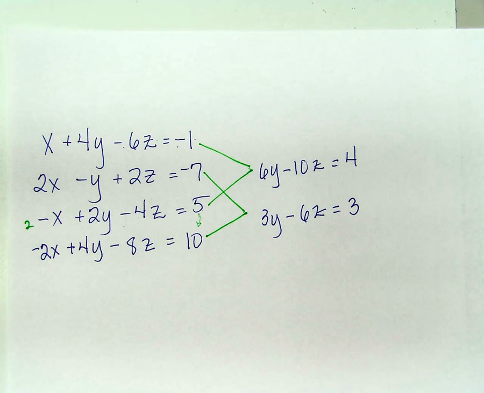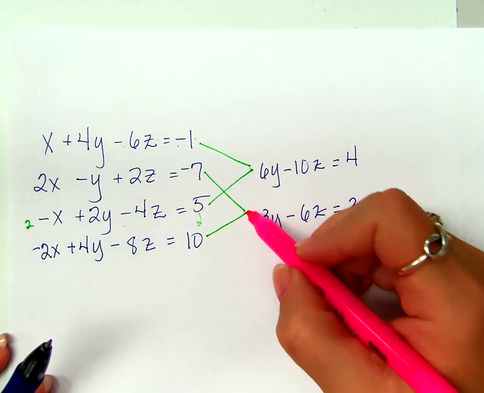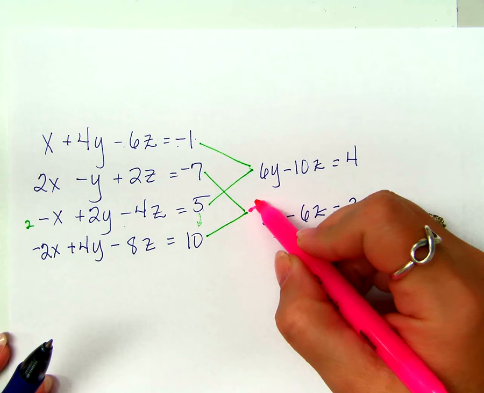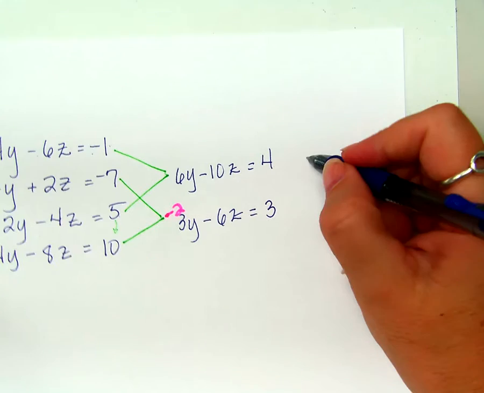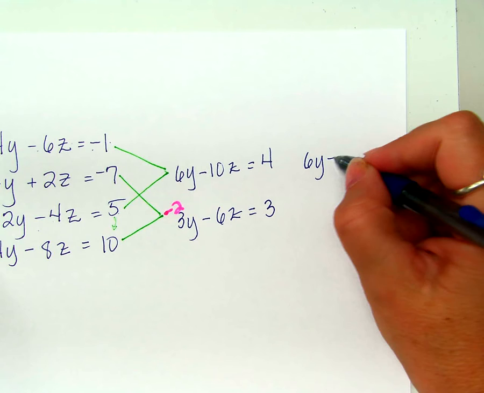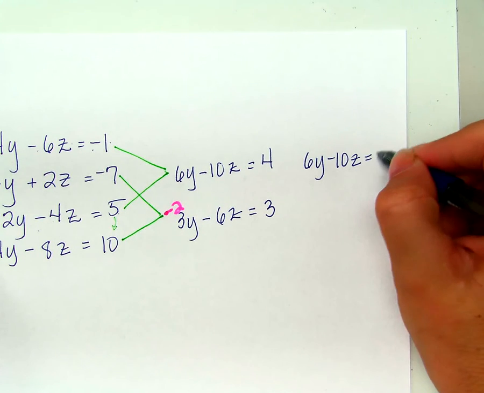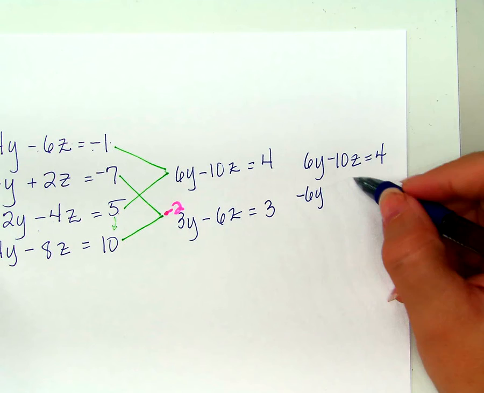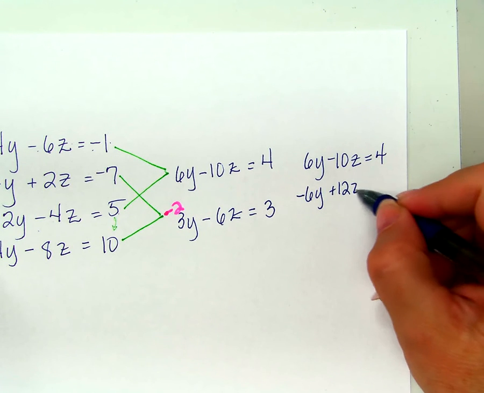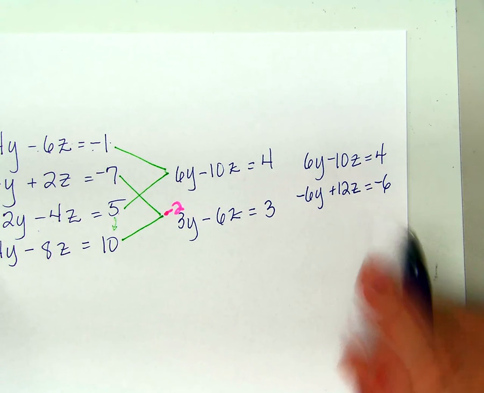Do you like to eliminate the y's? How are we going to eliminate the y's? Oh, negative 2, right? Multiply by negative 2? Okay? So I'm going to just rewrite this top one right here: 6y minus 10z equals 4. And then here I've got negative 6y plus 12z equals negative 6.